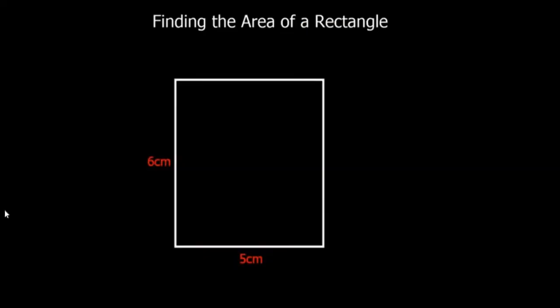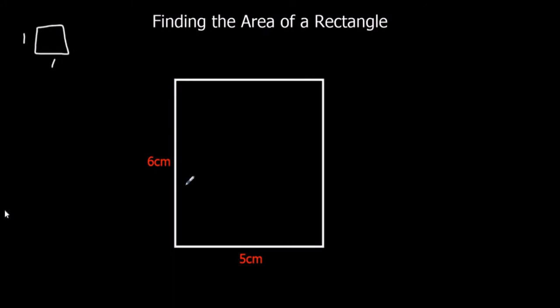This video is about finding the area of a rectangle. Whenever we're measuring area, we measure it in squares. In this case the units are centimeters, so we're going to measure it in centimeter squares. How many 1 centimeter by 1 centimeter squares are going to fit in this shape? That's the question. What's the area? How many squares fit into this shape? That's what they're asking us.